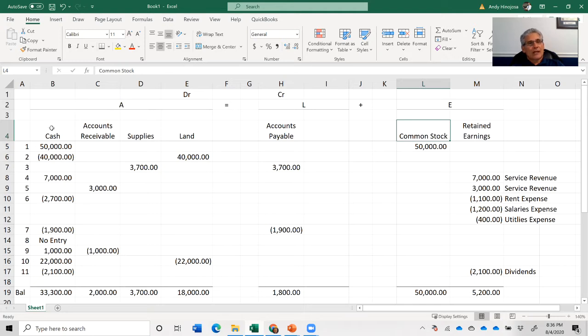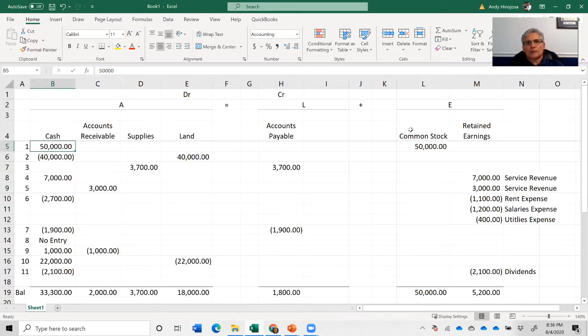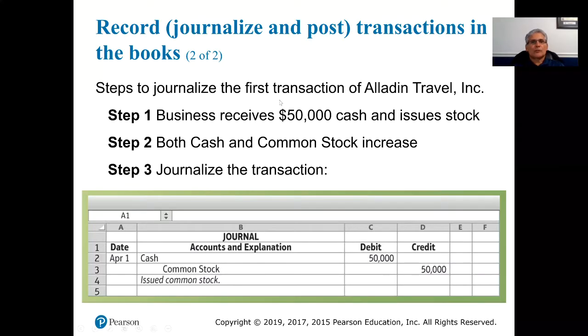Now that we know which accounts are being impacted, we have to make a determination as to whether it's a debit or credit. Well, cash is increased by $50,000. The rule that we learned earlier, an increase to an asset, and cash is an asset, is a debit. And then what we learned for common stock is it's over on equity, on the right side. An increase to equity is a credit. So the journal entry will be straightforward. Cash and common stock are increased.